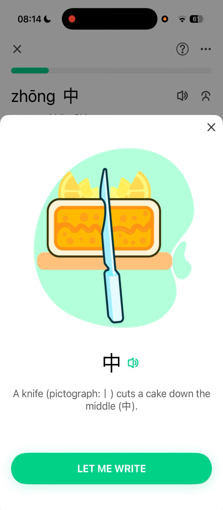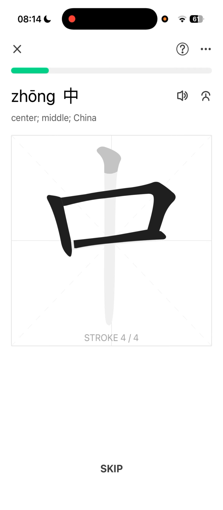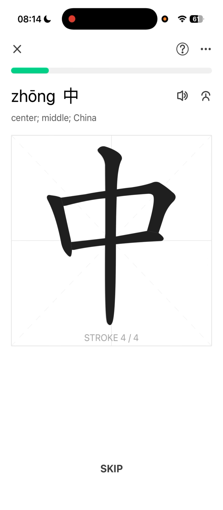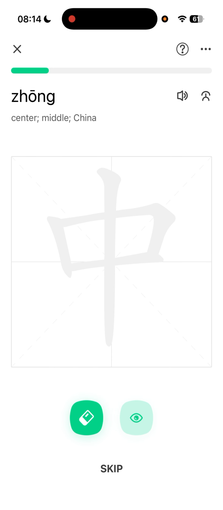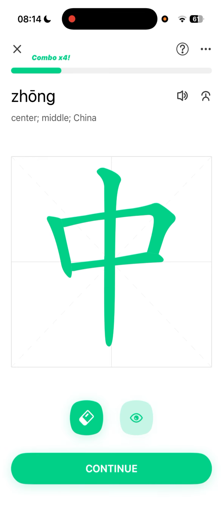Oh, we have a new character. A knife cuts a cake down the middle. Oh, understand. Let's try it. Let's try like this and like this. Okay, we'll try it ourselves now. This way, that way, this way, and this way.